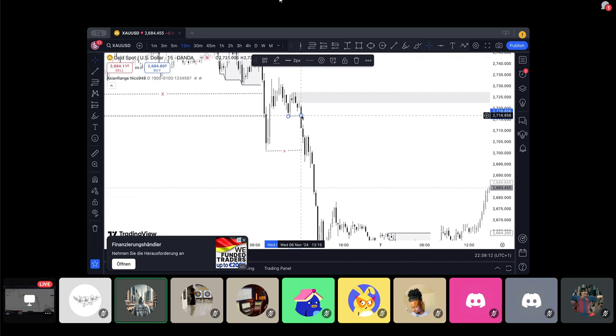Because this right here was a pullback. Yeah, that was a pullback, and then this was the impulsive move. So that's one of the reasons why I feel like this POI really makes sense.